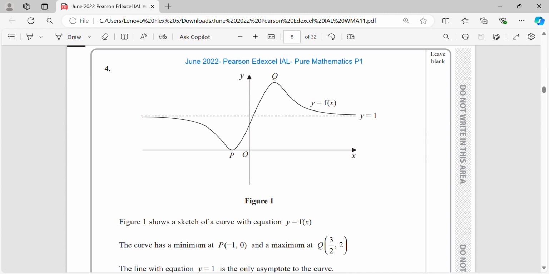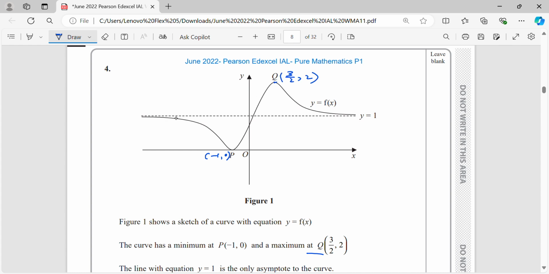In this video, I will be solving question number 4 from paper June 2022, Pearson Edexcel IAL Pure Mathematics P1. Figure 1 shows a sketch of a curve with the equation y equals f of x. The curve has a minimum point at P, minus 1 and 0. Let's label it first. So P is, the coordinate here is minus 1 and 0. And maximum point at Q, 3 over 2 and 2.